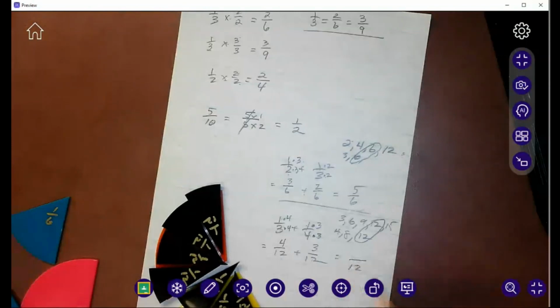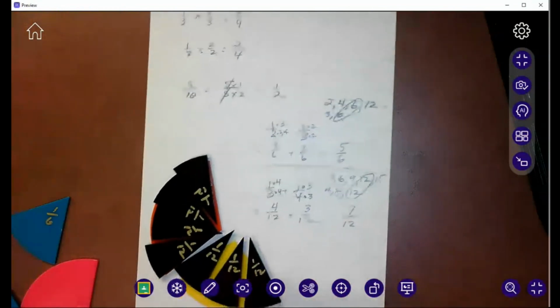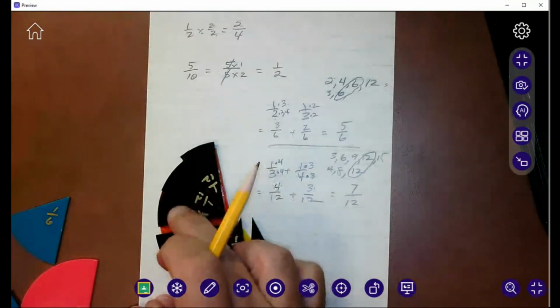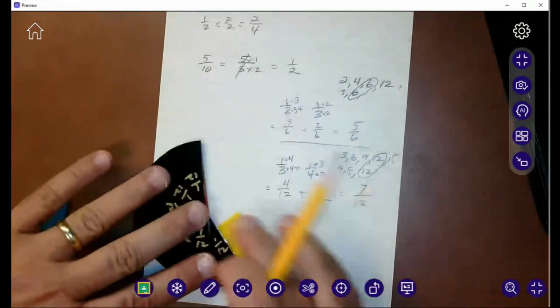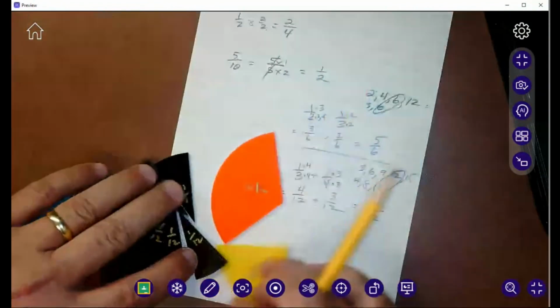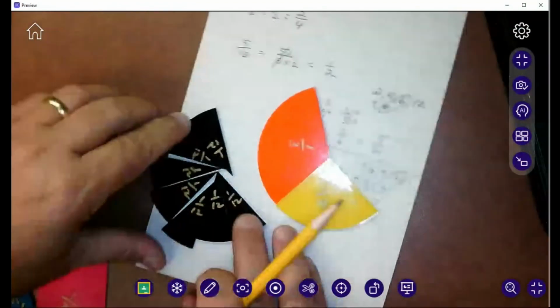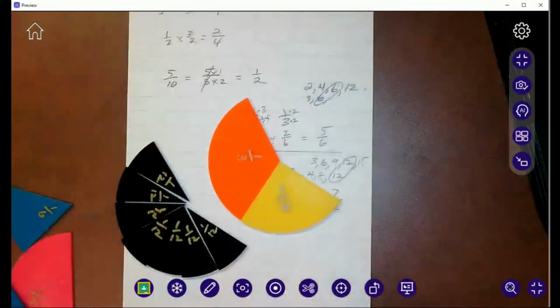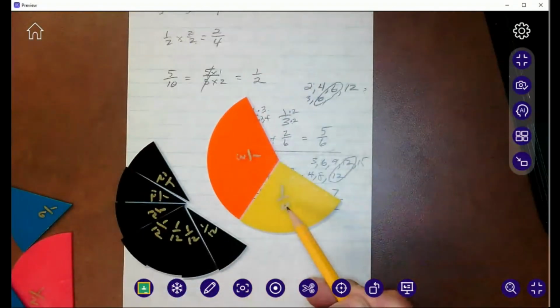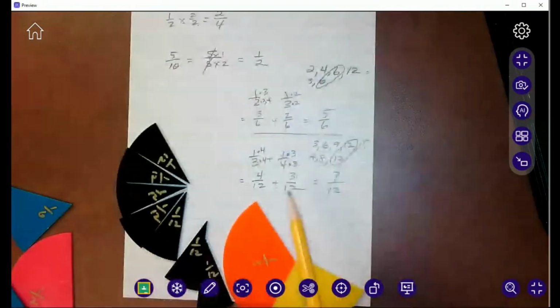Now I can add those together because the denominator is the same. And 4 plus 3 is 7. 1, 2, 3, 4, 5, 6, 7. So now I can name that amount. Okay, that does have a name. Its name is 7/12. 1/3 and 1/4 put together makes 7/12. The visual tied to the arithmetic.